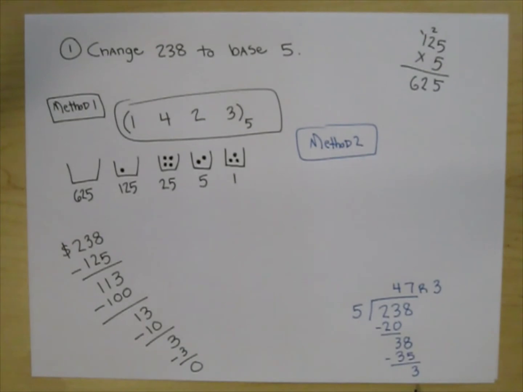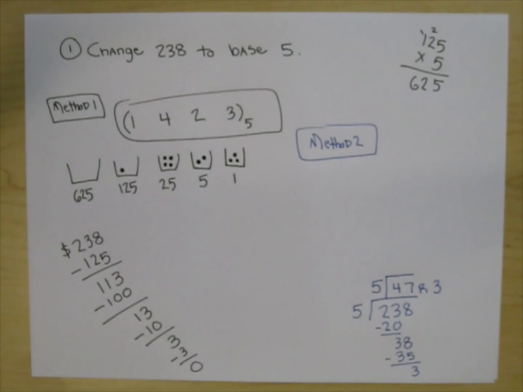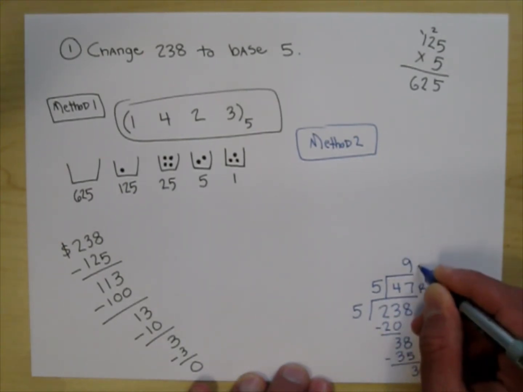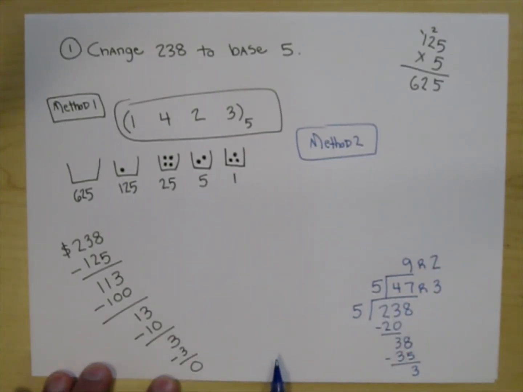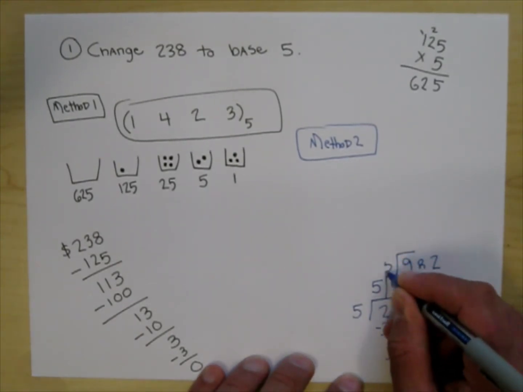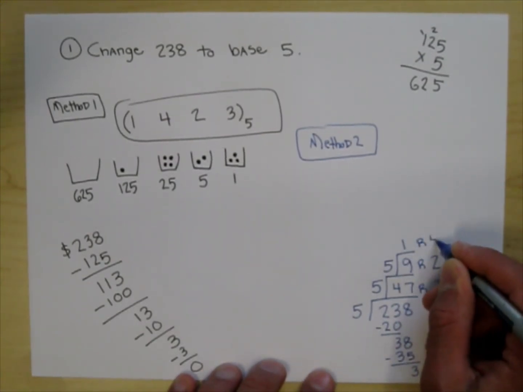Now the deal with this is even if your remainder was 0, you still want to write it. Now you put 5 into that. And you keep putting 5 into the quotient until you cannot put 5 into it anymore. So how many times does 5 go into 47? Well, 9 times with the remainder 2. Now if you had to bring that off to the side to do that, there's nothing wrong with that. Now, how many times does 5 go into 9? Because 5 can still go into that. It would be 1 time with the remainder 4.